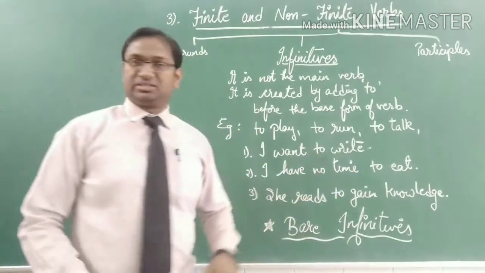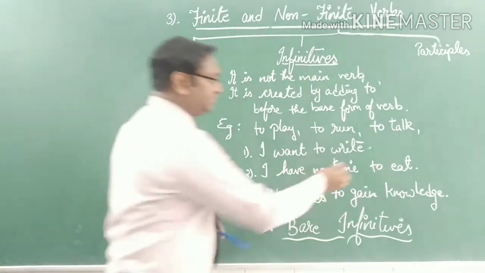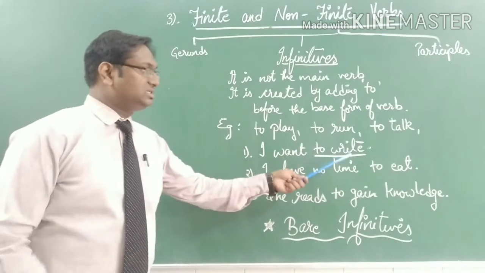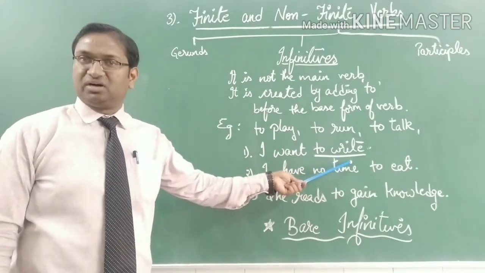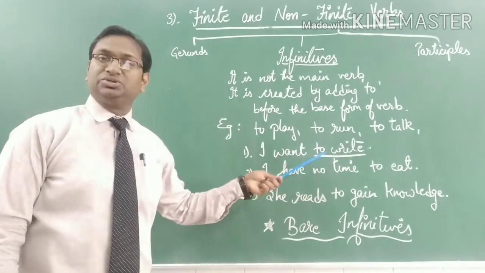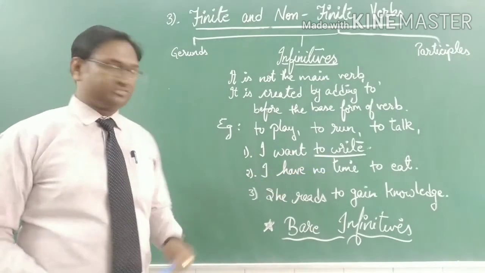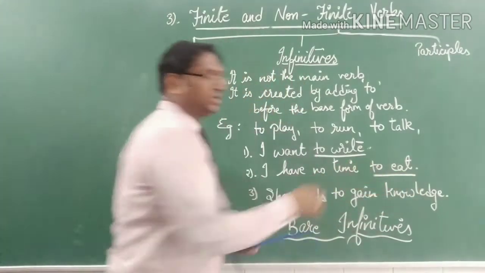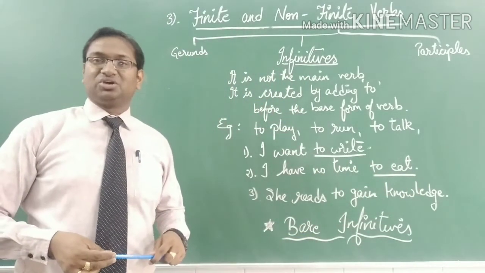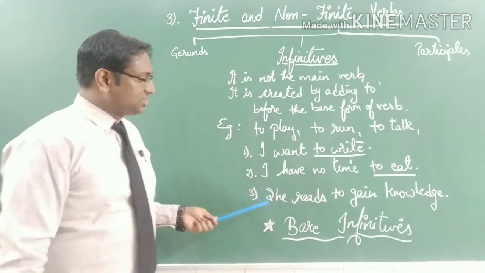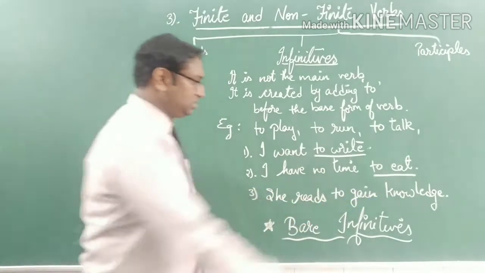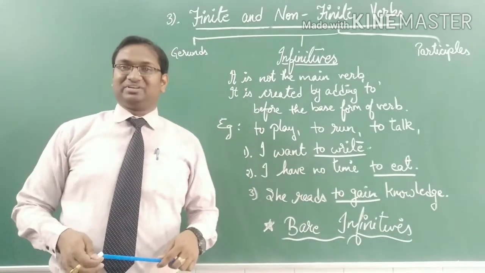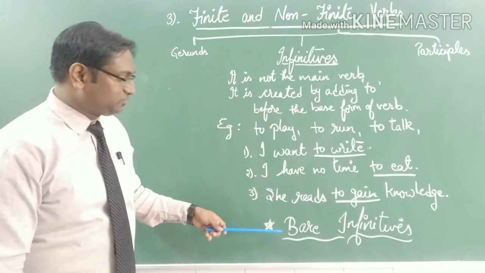Now see the examples. I want to write. Now over here, infinitive is to write. Write is your base form of verb and before write we are using to. So it is infinitive. Second, I have no time to eat. To eat is your infinitive. Last, she reads to gain knowledge. To gain is your infinitive.